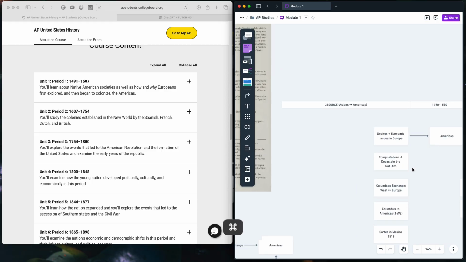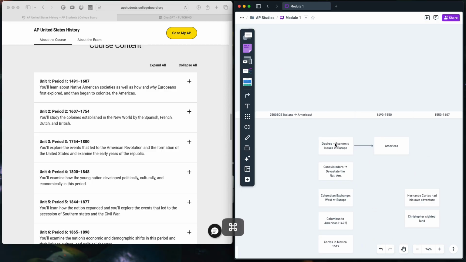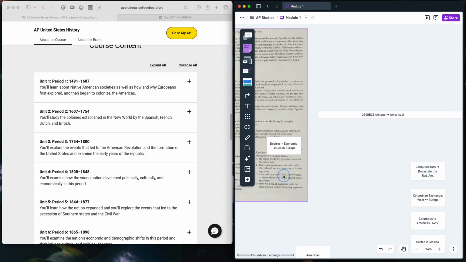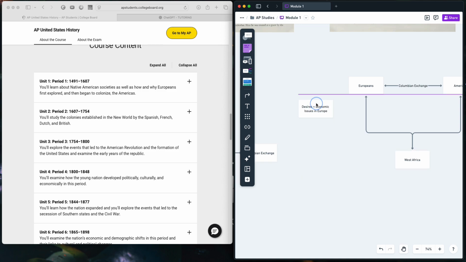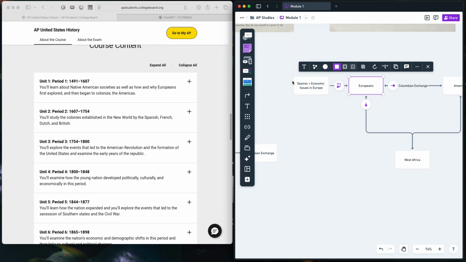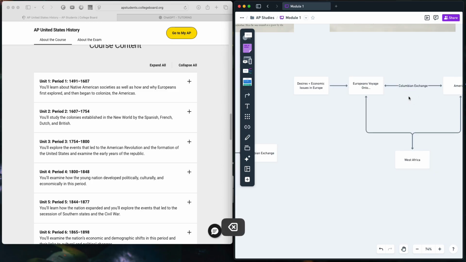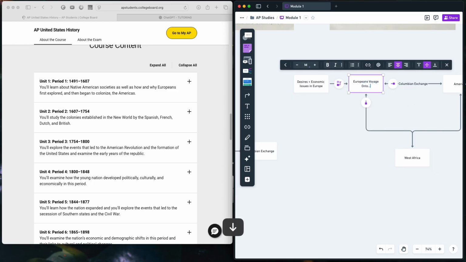Okay. All right. Any other things? Okay. So desires and their economic issues in Europe led them to America. Okay, great. So I'm just going to place this right before here. Okay, I'm going to say Europeans, right? So Europeans voyage, if I can spell, onto the what? The Americas, right? So notice how we are adding on to our structure.